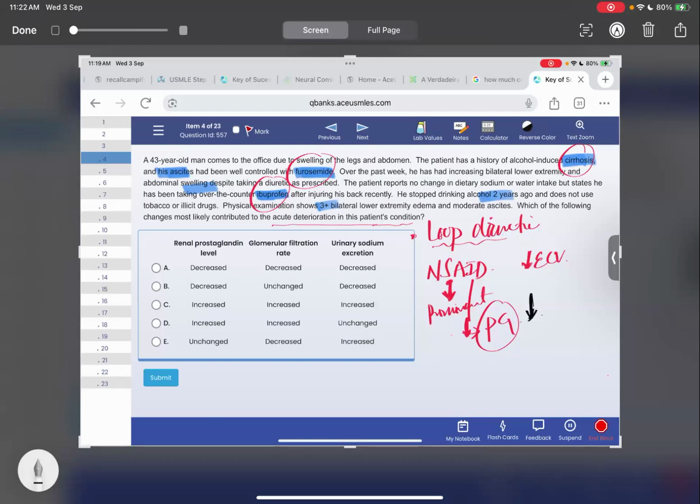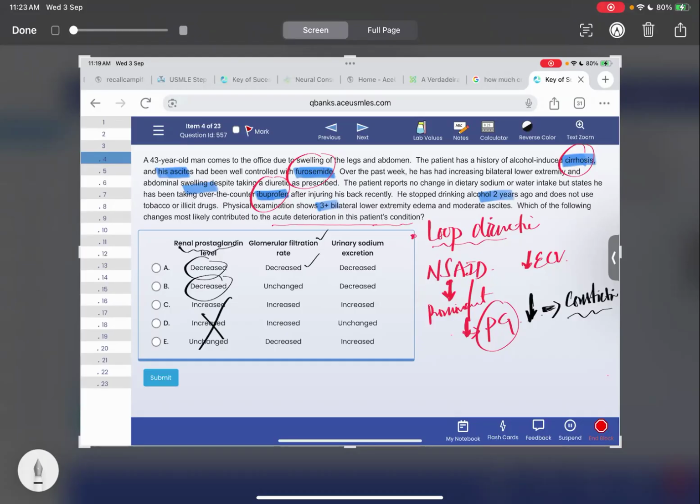So the prostaglandin is decreasing, and we know that when prostaglandins are decreased, there is afferent arteriolar vasoconstriction and GFR goes down. Now you can tell me easily what will happen. We have decreased prostaglandins, so these three options are excluded. What is happening to GFR? Because of constriction, it decreases.